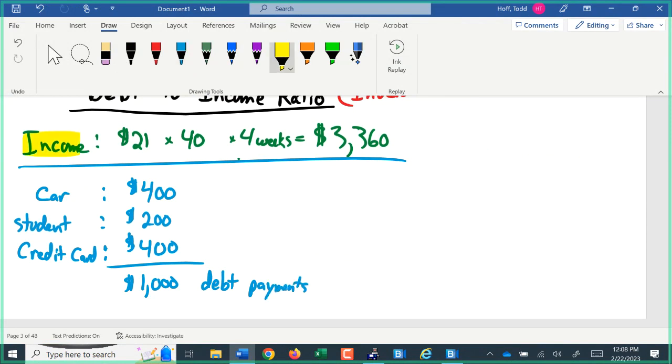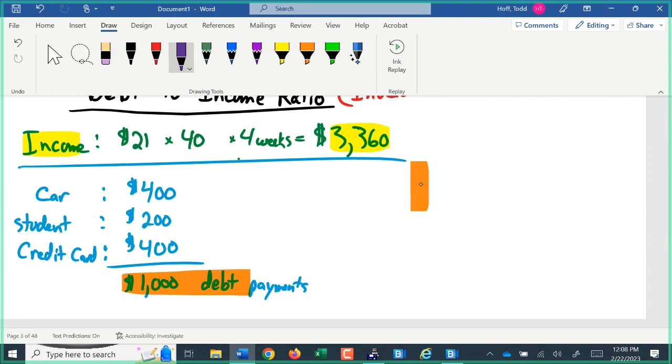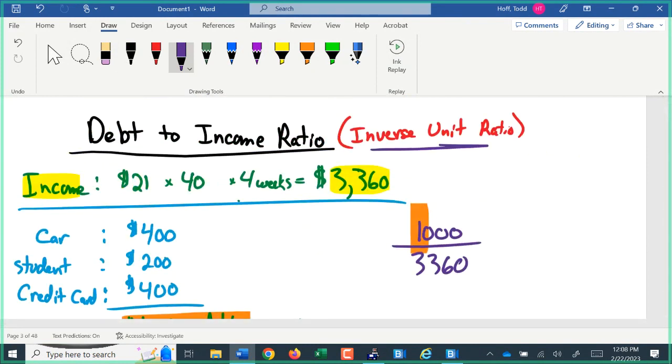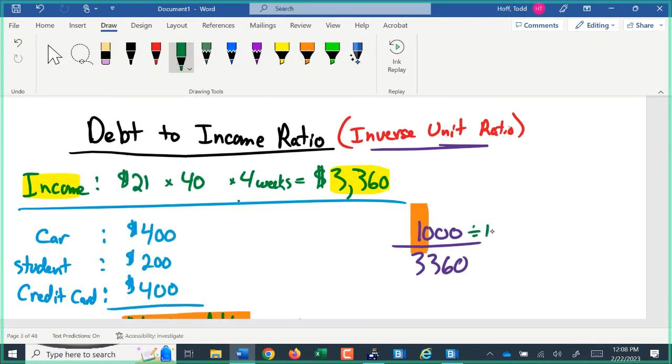So again, it's income compared to debt. So over here, we'll put our debt of $1,000 a month over our income of $3,360. And we had said this is an inverse unit ratio, which means we divide by the top number. So dividing by 1,000 on top gives us 1, which is what we want. We want it to be 1 to something. Dividing by 1,000 on bottom gives us 3.36.